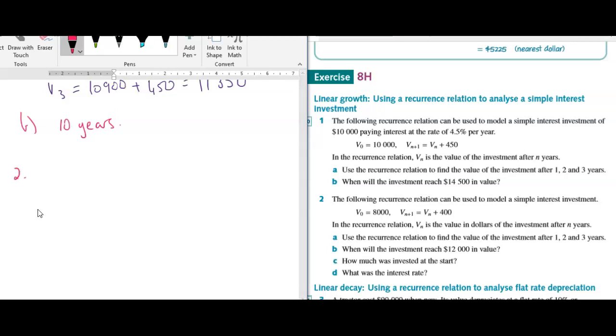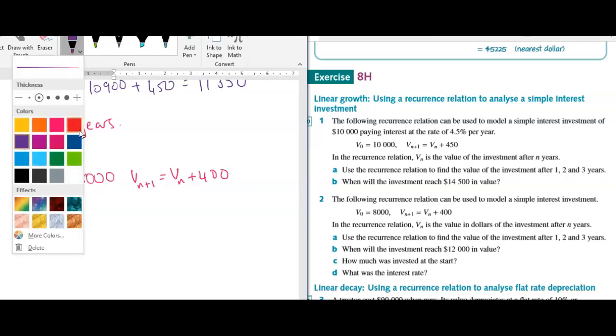The following recurrence relation can be used to model a simple interest investment. So our starting value is 8,000. Vn plus 1 is equal to Vn plus 400. In the recurrence relation, Vn is the value in dollars of the investment after n years. So use the recurrence relation to find the value of the investment. So similar to what we did before.